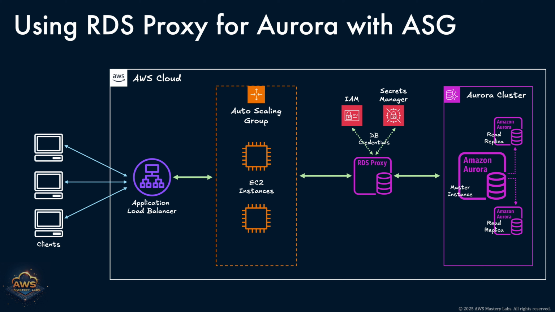For secure credential management, IAM authentication is used to verify access, and AWS Secrets Manager stores the database credentials securely. This eliminates the need to hard-code sensitive information in your application and simplifies credential rotation. In the event of a failover, RDS Proxy detects the change and automatically redirects traffic to the new writer instance, ensuring high availability with minimal disruption.